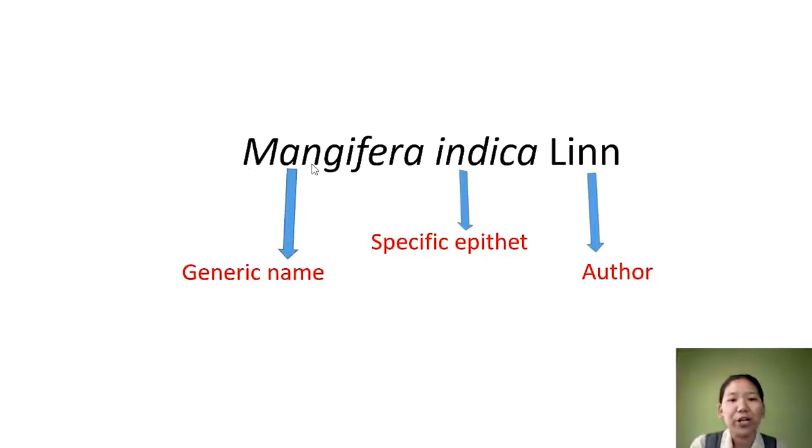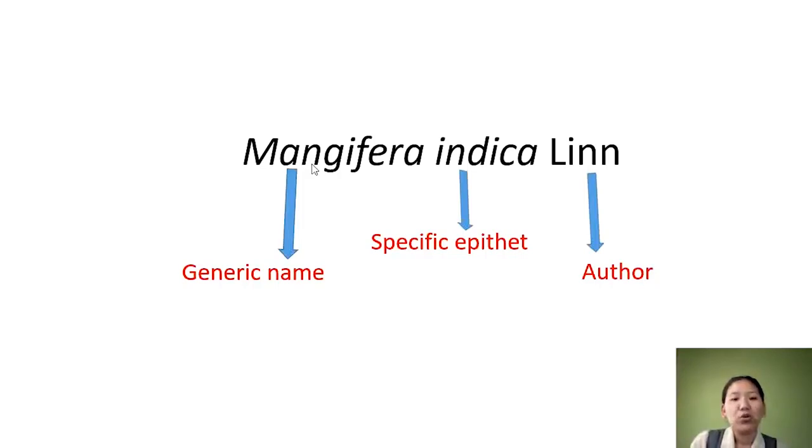Okay, so Mangifera indica. The first rule is that binomial nomenclature consists of two words. The first one indicates the generic name, the second one indicates the specific epithet. And second, you can see that the first letter of the generic name is a capital letter and the first letter of the specific epithet is a small letter.